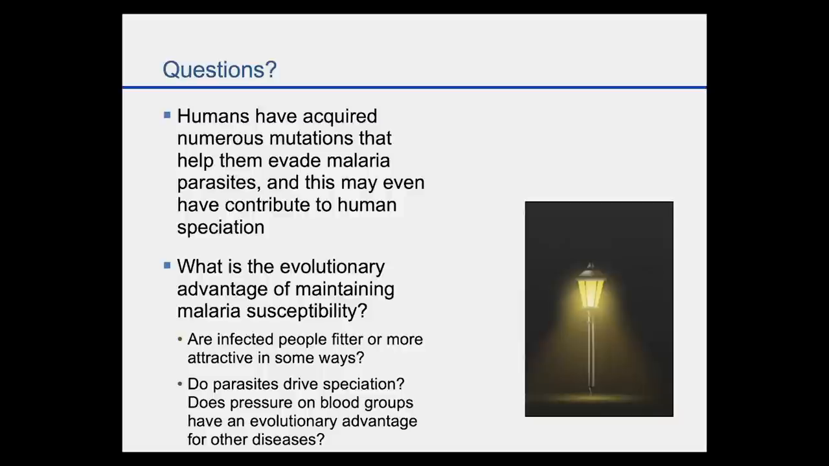Again, still huge numbers of cases. And, you know, since it's so difficult to maintain a life cycle, you need to have mosquitoes, you need to have the right receptors, you need to have tropical weather.